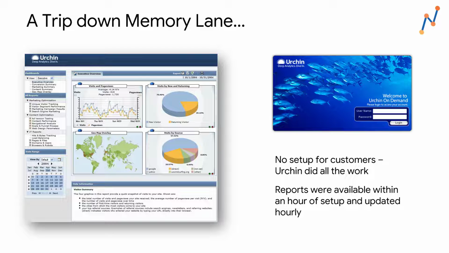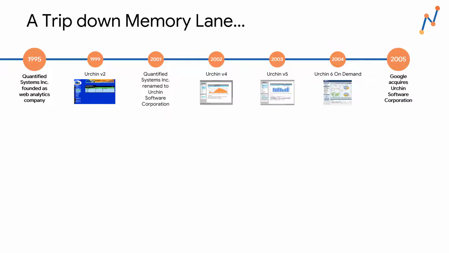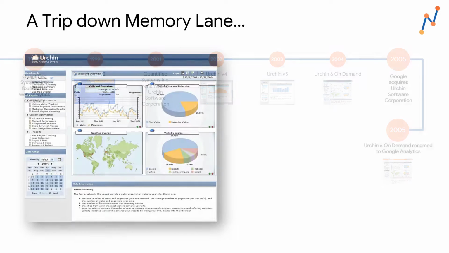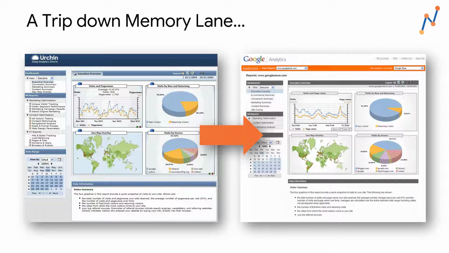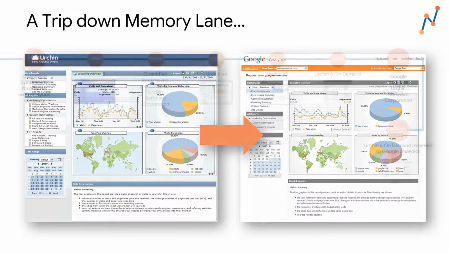And this hosted service was sold at the price of $495 per month, including 100,000 page views, which was quite a lot these days. In March 2005, Google acquired Urchin Software Corporation, and in November 2005, Urchin On Demand was rebranded to Google Analytics and made available for everyone free of charge.